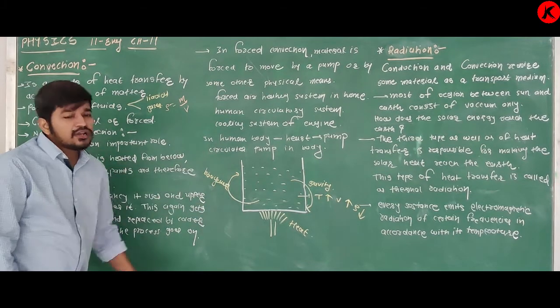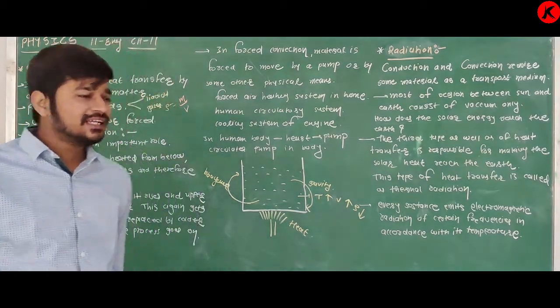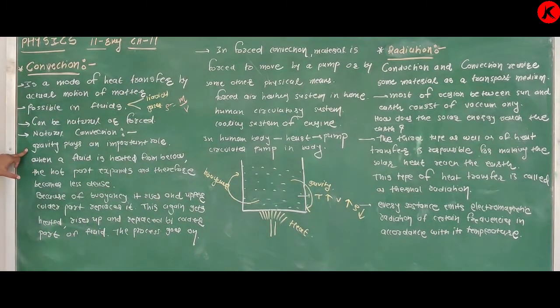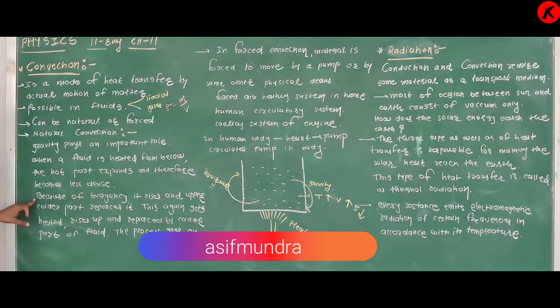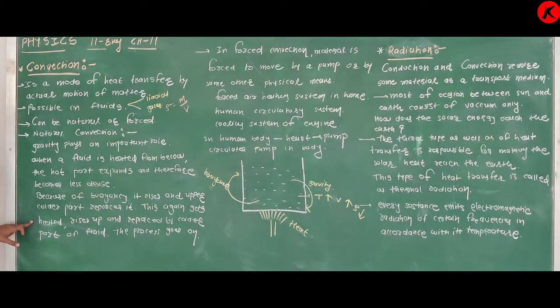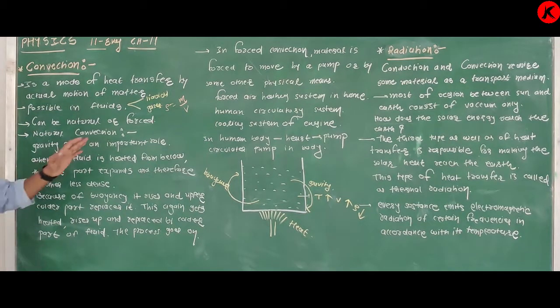This boiling of water process. Gravity plays an important role. When a fluid is heated from below, the hot part expands and therefore becomes less dense. Because of buoyancy, it rises and upper colder part replaces it. This again gets heated, rises up and is replaced by colder part of fluid. This process goes on until the whole fluid, whole liquid, whole gas is heated to some temperature. In forced convection, what happens?